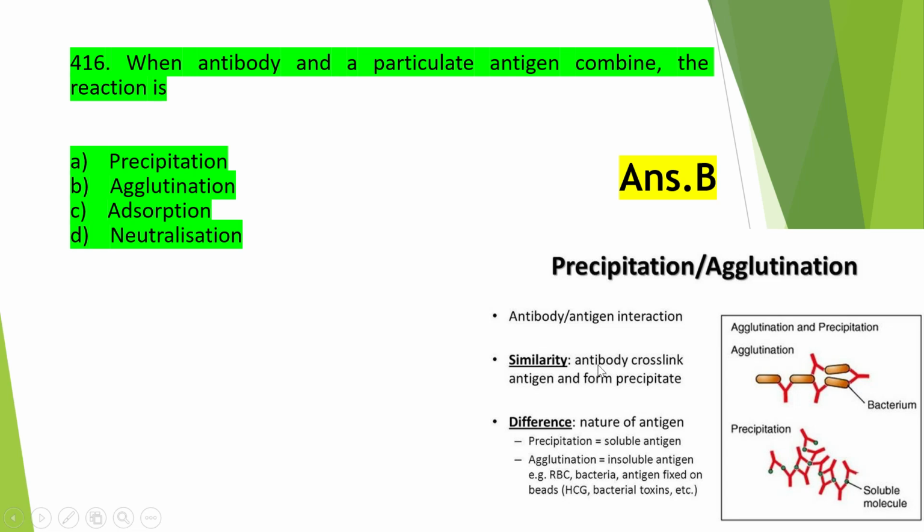So they both produce an antigen antibody complex, but the difference is the nature of the antigen. In precipitation, the antigen is a soluble antigen, and in agglutination, the antigen which is present is an insoluble antigen. Okay, so this is the main difference.